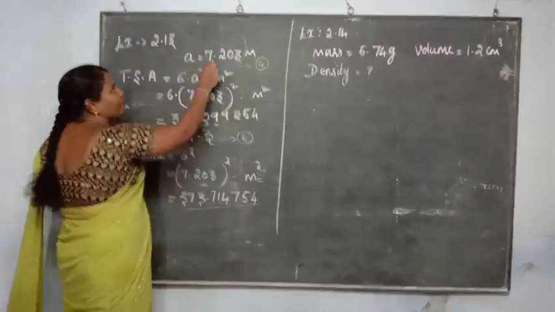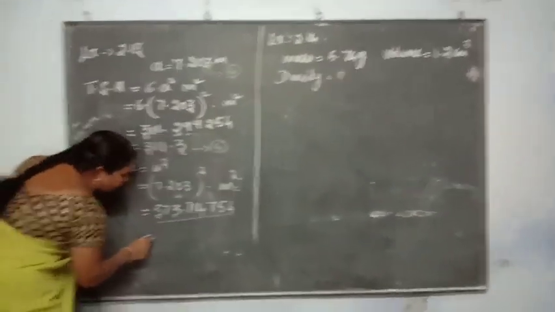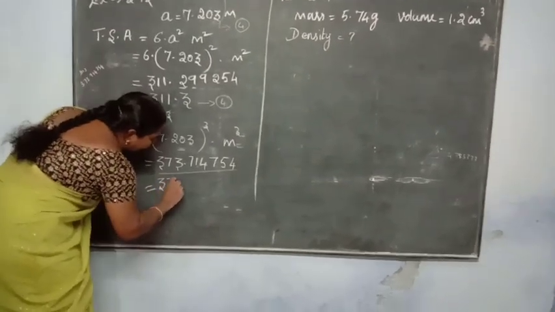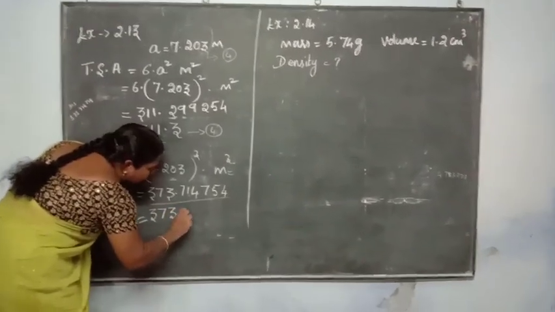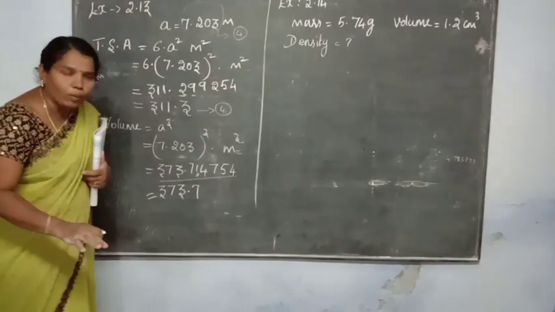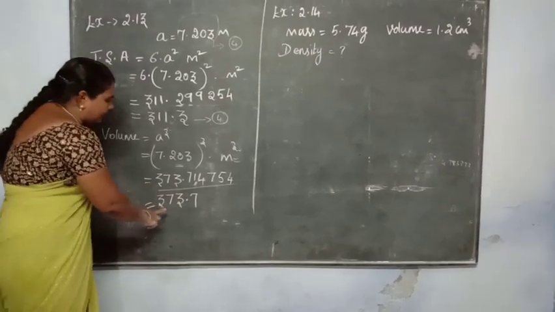But here the given value is having only 4 significant digits. Therefore, this can also be written in the 4 significant digits. That is 373.7. See here the second digit, if it is above 5 means you can add 1. If it is below 5 means you can keep it as it is. Okay. Therefore, the answer is 373.7.